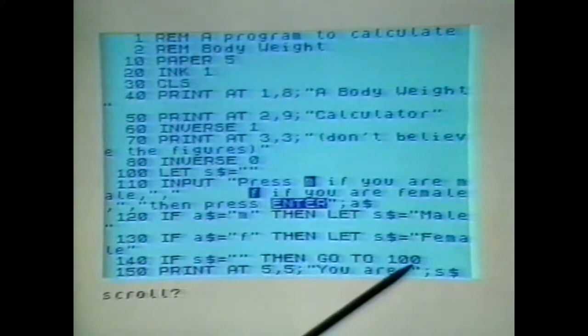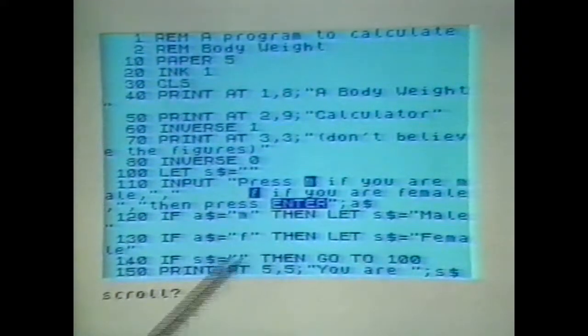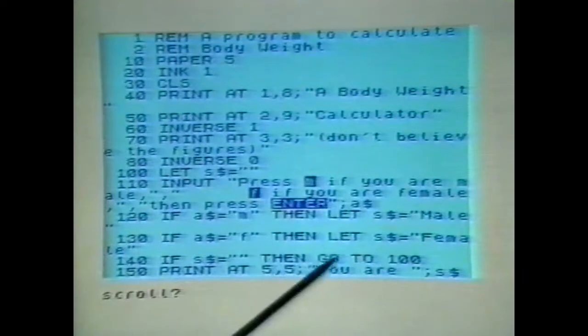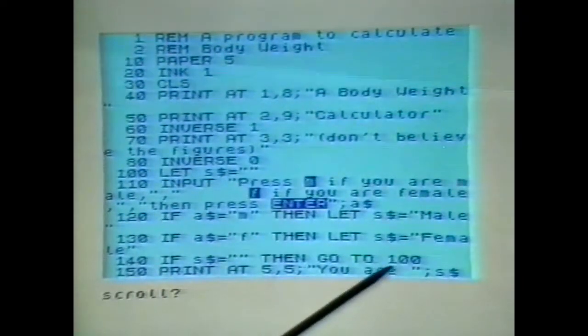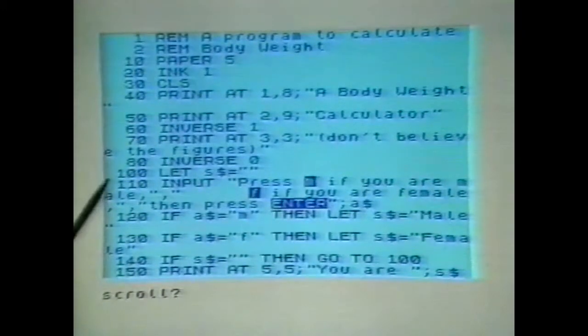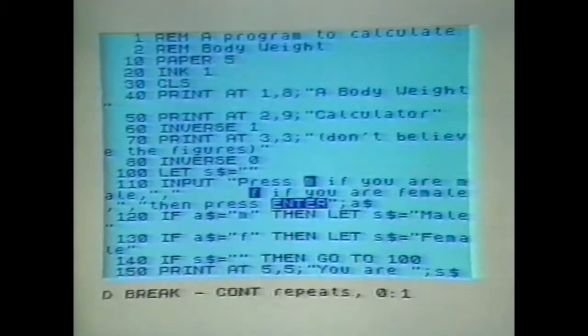Then go to 100. So an if statement can make us jump to another part of the program. That means line 100. Where's line 100? There it is. We'll go round again. Let's run the program to see if that works.